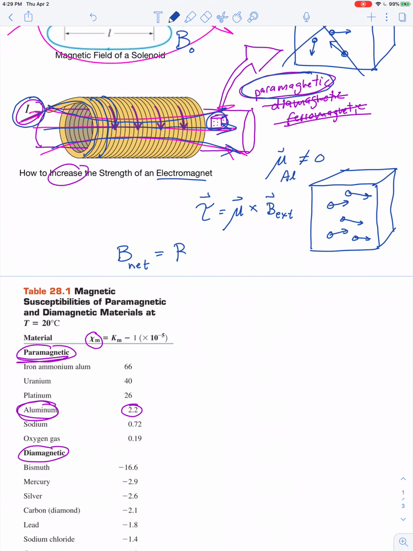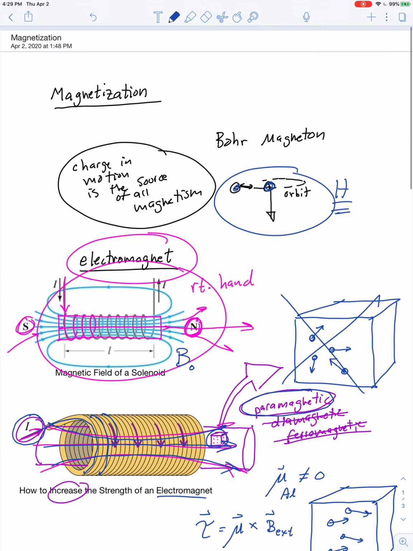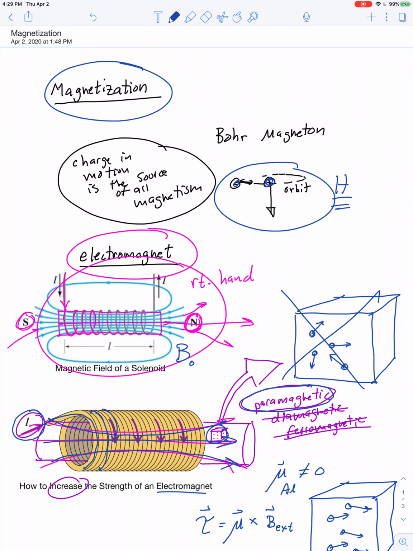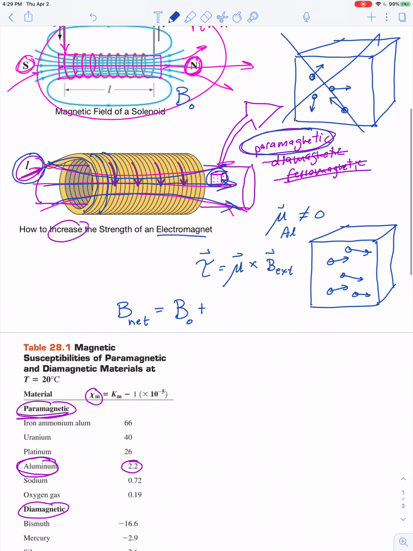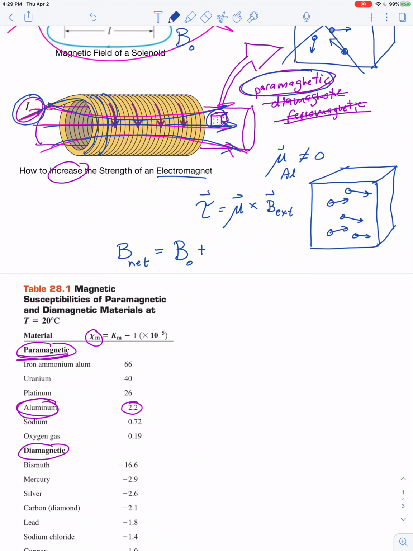So the net magnetic field is whatever the original field would have been without the aluminum plus, well, okay, here's where the quantity of magnetization comes in. This figure's not drawn to scale, right? If this chunk of aluminum is this large, the atoms that make it up are much smaller than this. We can't properly picture them. So there's a whole lot of them.